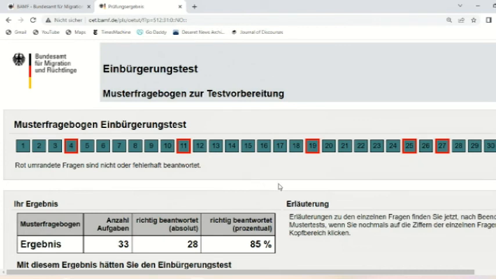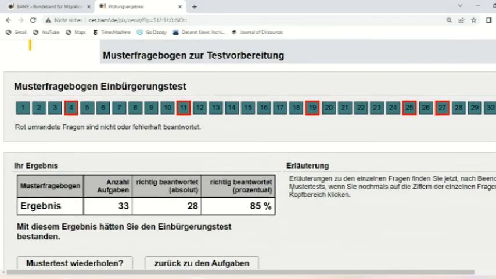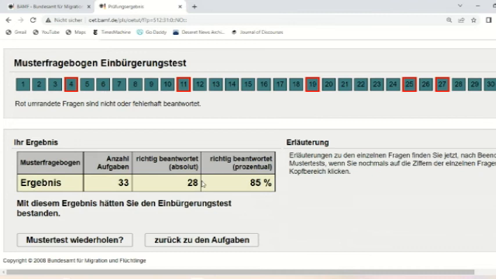So, submitting the test. Of 33 questions, I got 28 right, or 85%. For not having studied, I thought that was pretty good, especially since I only need 17 to pass. But just for good measure, let's take a look at the 5 questions I got wrong.